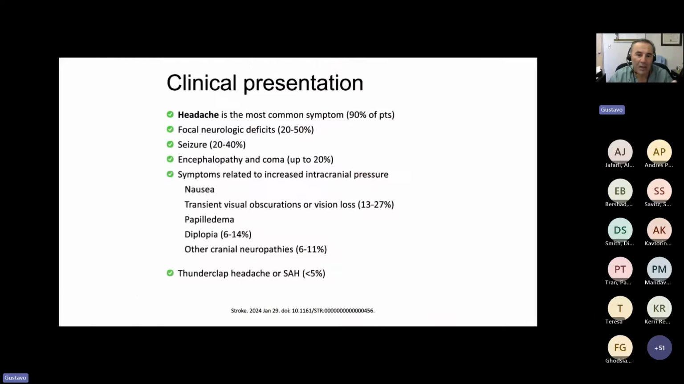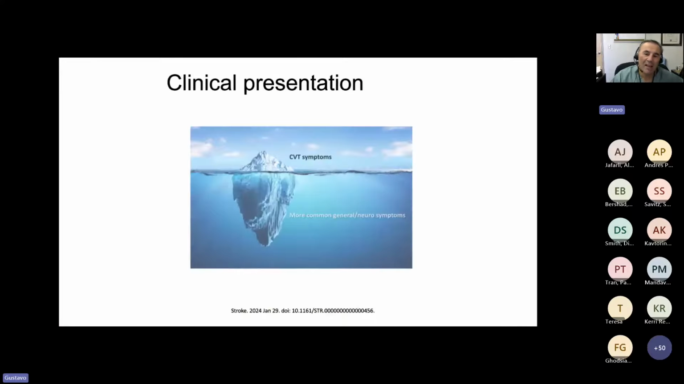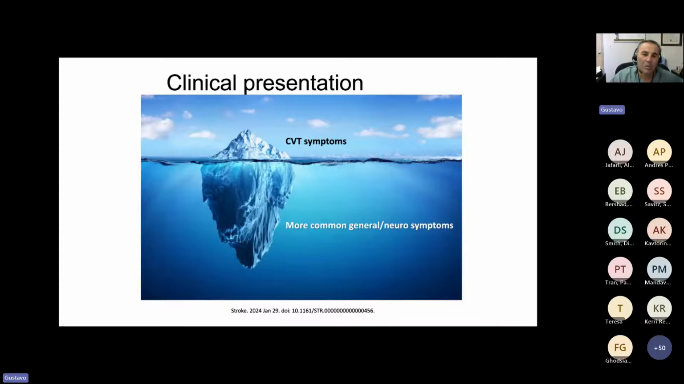This is part of the consideration, and that's why, in terms of approaching the problem, this is like an iceberg tip. The CVT symptoms represent a small proportion of presentations, when in fact the most common general symptoms presented to the emergency department are by far much more common than cerebral venous thrombosis. I think this is important to highlight, and we will come back to that later on.